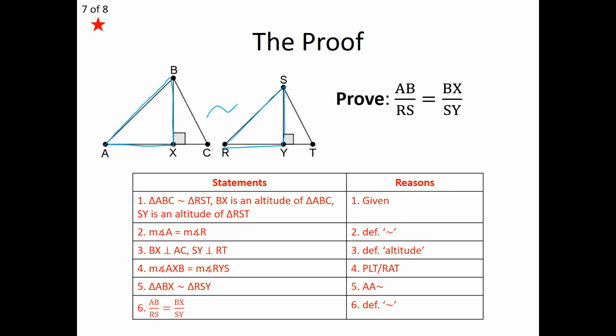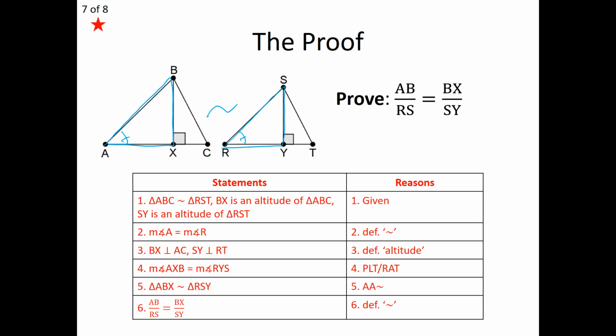So where we begin is actually grabbing some information from the given triangles, ABC and RST. I can immediately say that angle A and angle R are equal. Why? Right from the definition of similarity: if I already know two triangles are similar, then all their corresponding angles are equal. What happens next is from our definition of altitude, we know that BX is perpendicular to AC, and we know that SY, another altitude, is perpendicular to RT. Why is that important? Because I'm going to find another pair of equal angles.